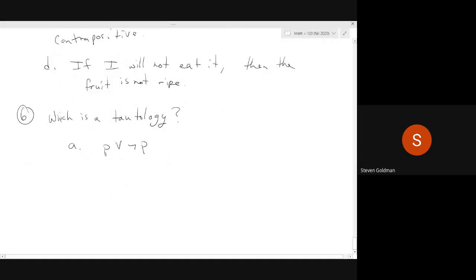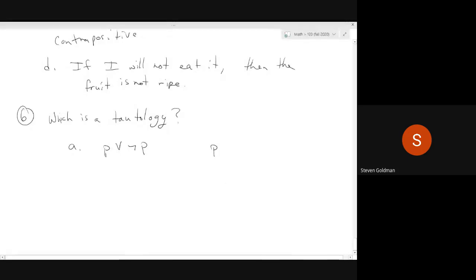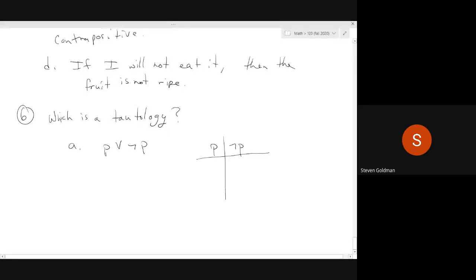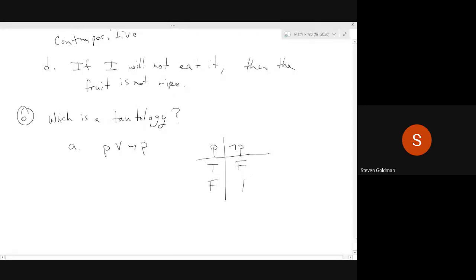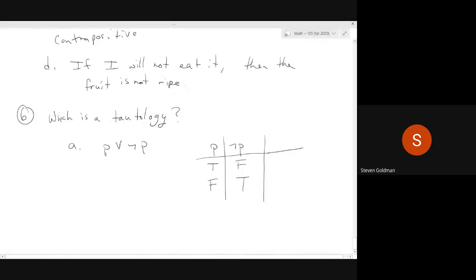That one is always true, right? Because either P will be true, or if P is false, then not P will be true. So one of the two will always be true, so the disjunction will always be true. And you could have done that with a truth table. I think we even did a truth table for this in class. P is either true or false. Not P will be false, true, the opposite truth value. So the disjunction P or not P will be true, true. So it's always true. It's a tautology.